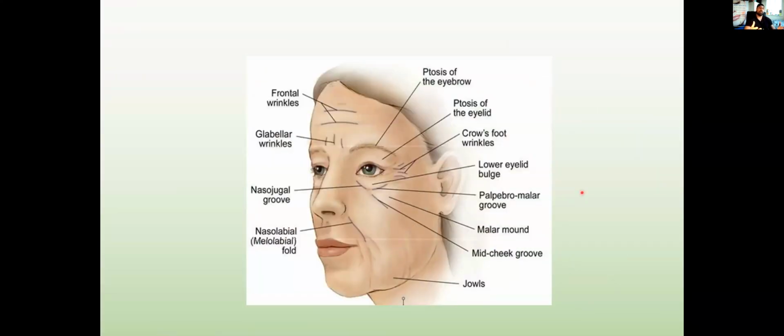And this is more of a diagram for some of you, if you couldn't see it very clearly in the two images that I've shown you. And again, you'll have your nasojugular groove, your mid-cheek groove, and then your palpebral malar groove over here. Superior to this is your infraorbital fat, which, well, the studies will say it herniates anteriorly and inferiorly as we age.